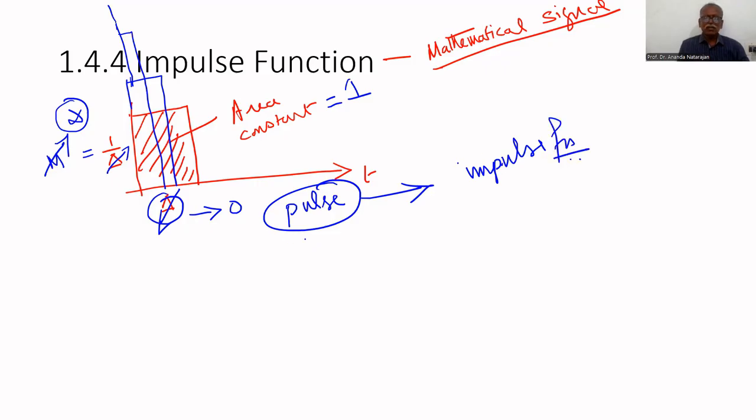So, impulse function means the width of that pulse tends to 0 and the magnitude tends to infinity, but the energy content is constant. Energy content is constant, remains the same. So impulse function means the energy content is constant.